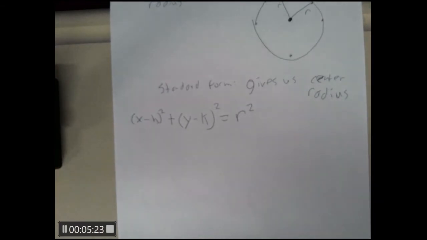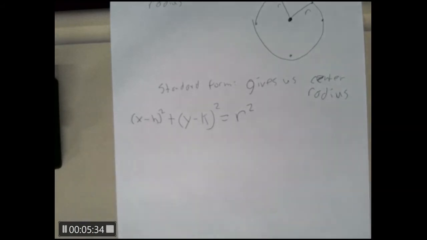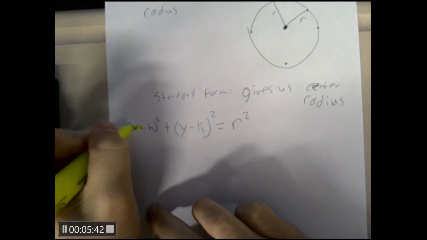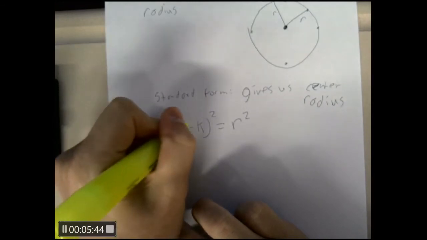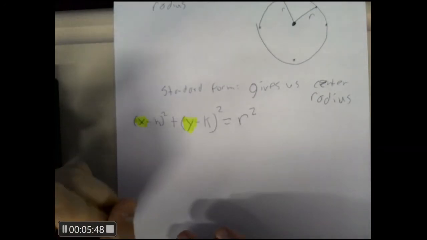There's a few things that are important in this. The important features are obviously our x and y, because those are going to tell us our coordinates. Whenever we're doing this, our x and y are going to stay as variables. So let's just highlight that. And they're going to stay as variables.